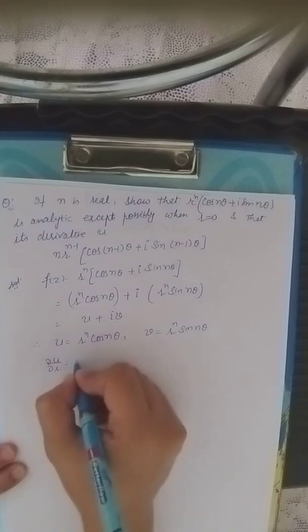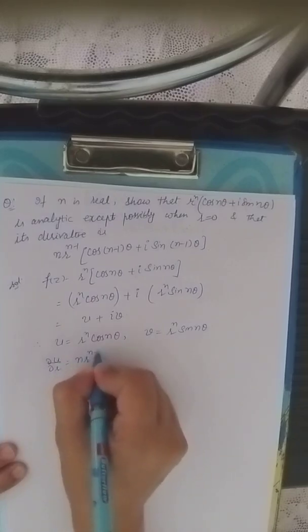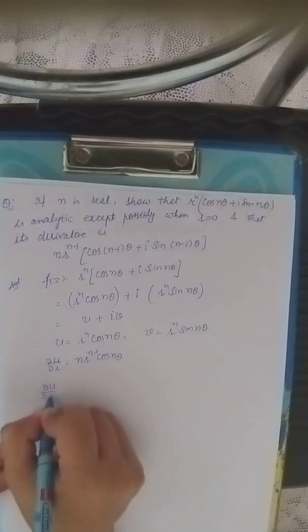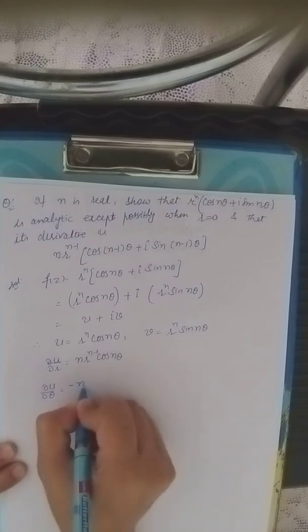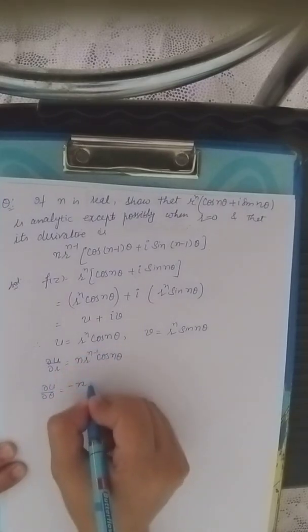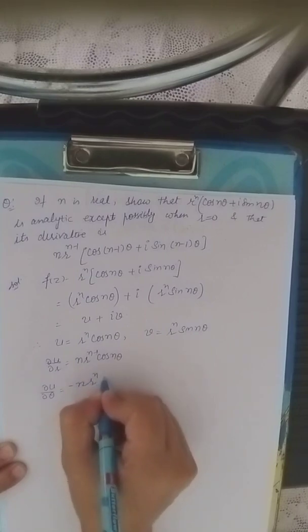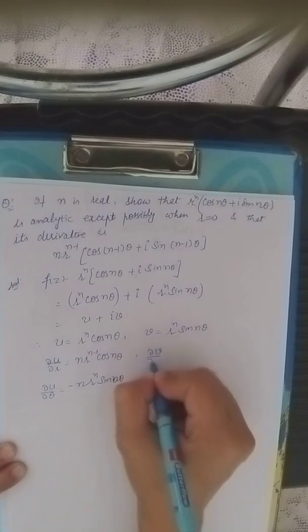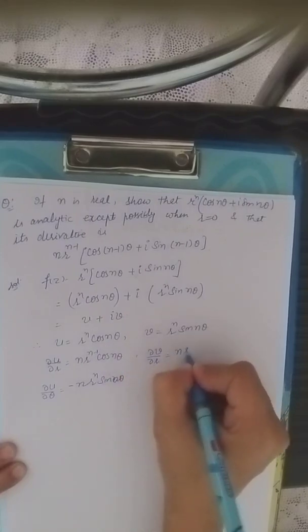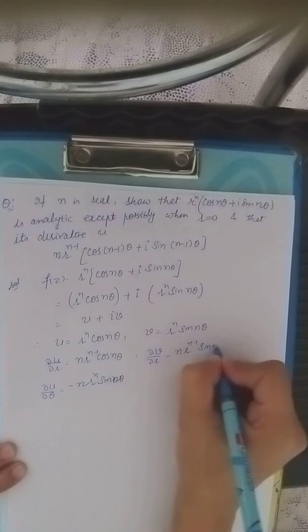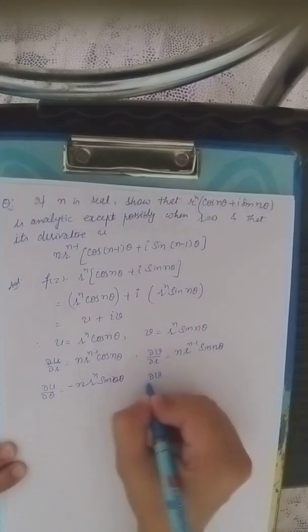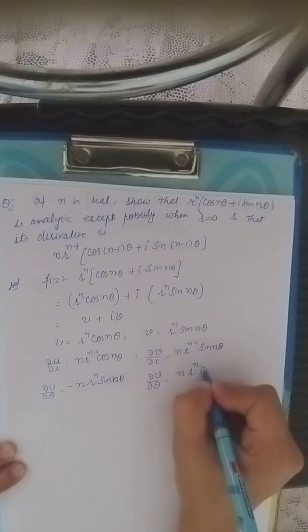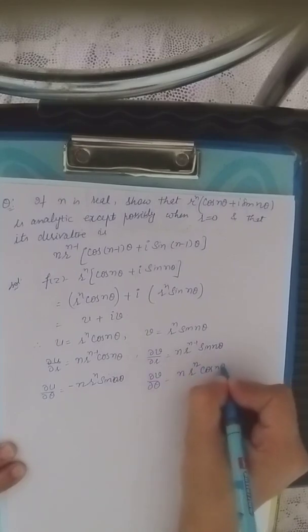Now ∂u/∂r is n r^(n-1) cos nθ. ∂u/∂θ will be minus n r^n sin nθ. Similarly ∂v/∂r is n r^(n-1) sin nθ, and ∂v/∂θ is n r^n cos nθ.